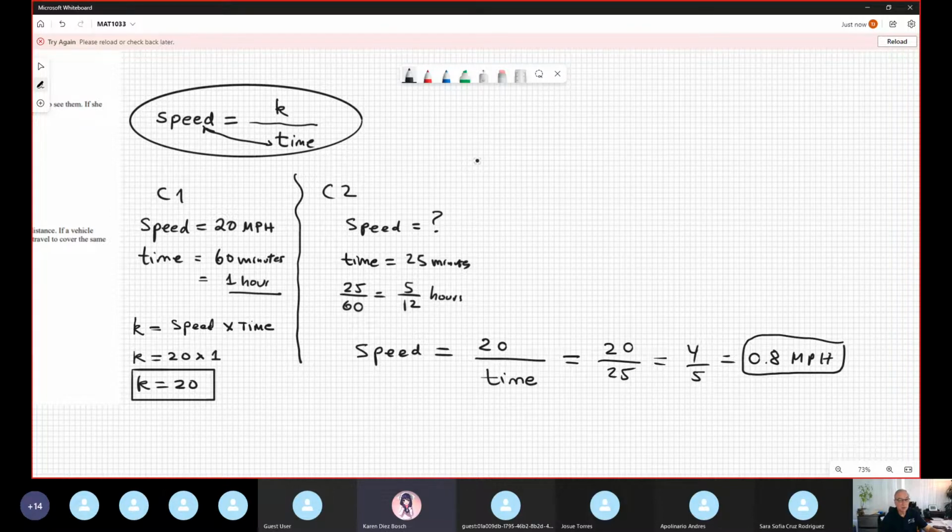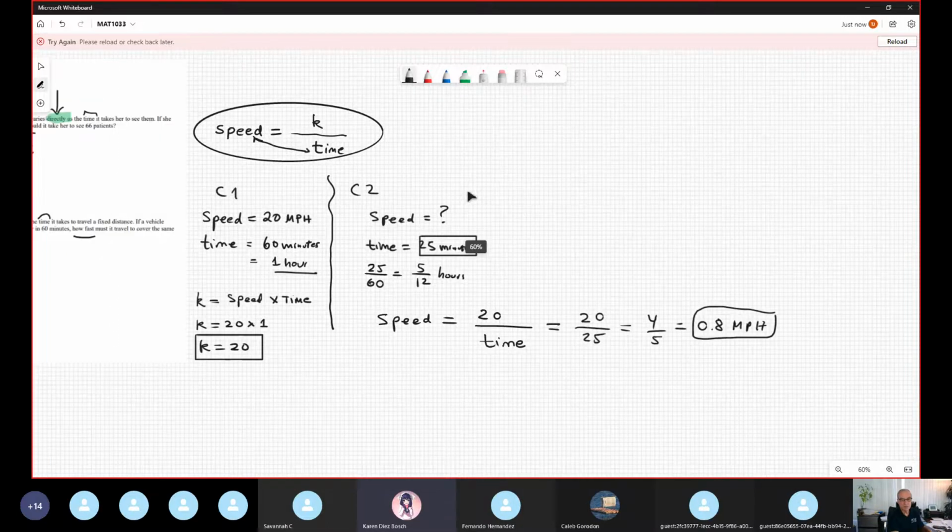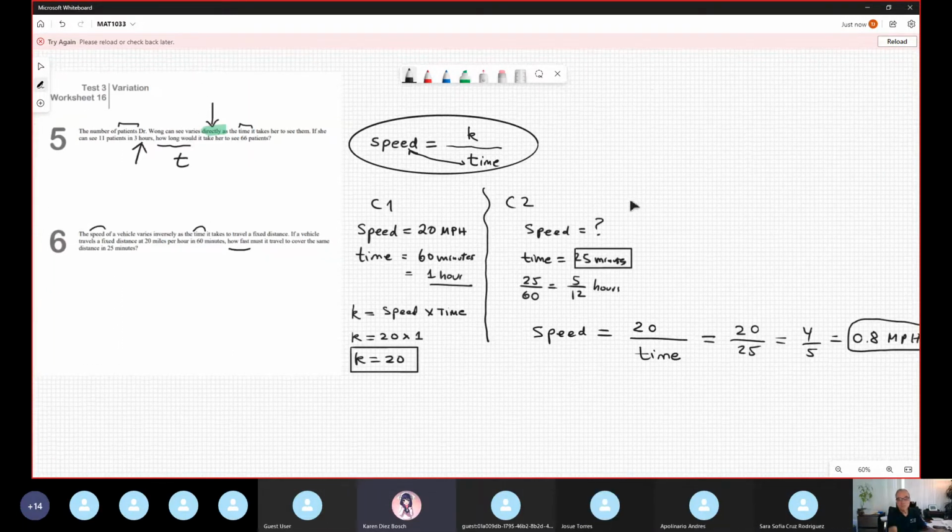Because I suppose, if it's the same distance, you go to the 25, so you go slow. 60, you go fast. That's the answer. Yeah, do you understand or no? Yes or no? Cool.